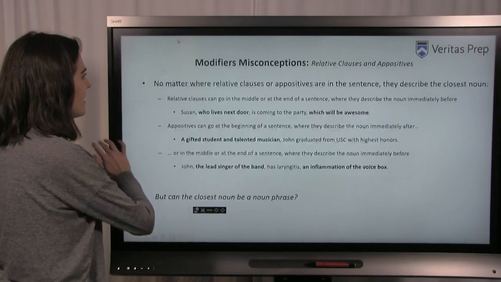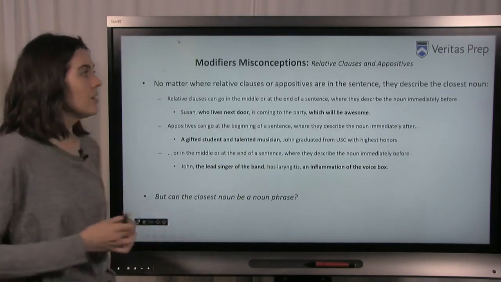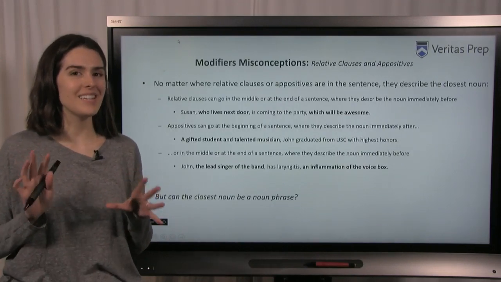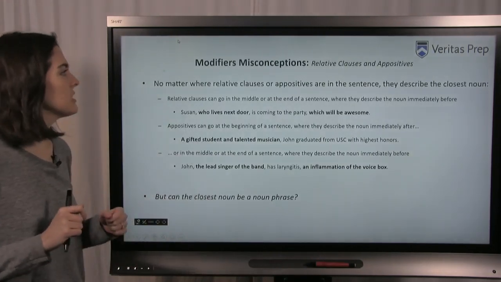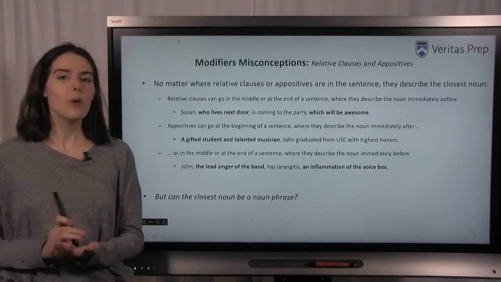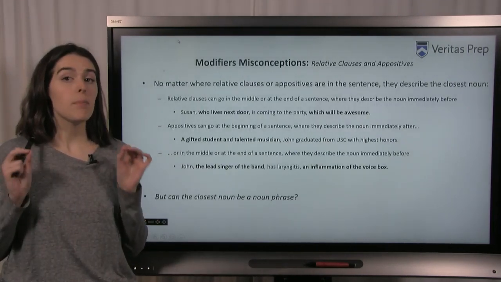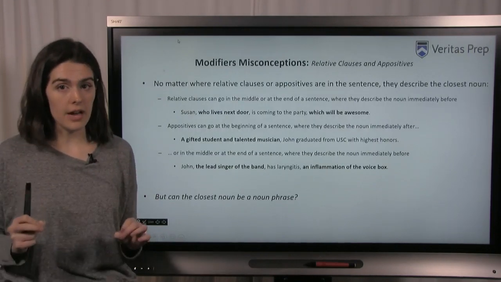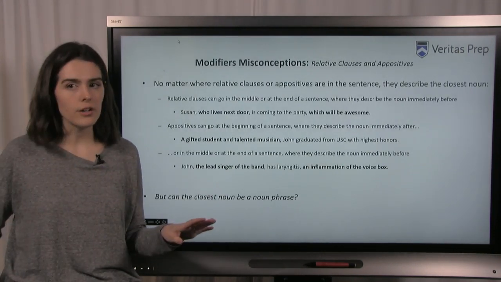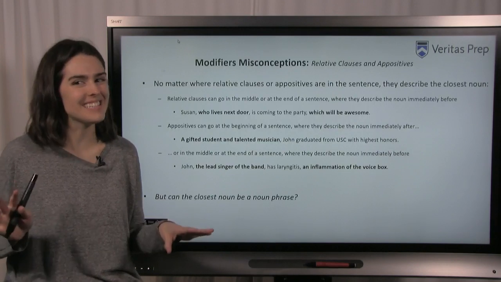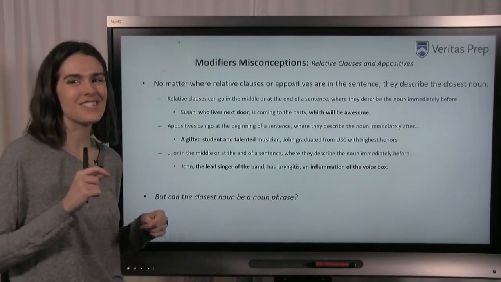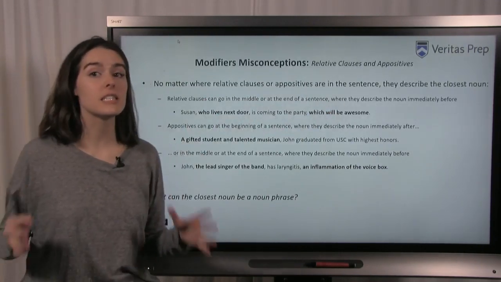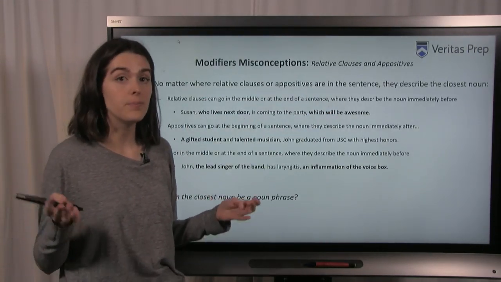All right, moving right along to our second rule. And we had a little bit of a hint at the second rule on the previous slide. So, no matter where relative clauses and appositives are in the sentence, they describe the closest noun, right? Doesn't work like ings.